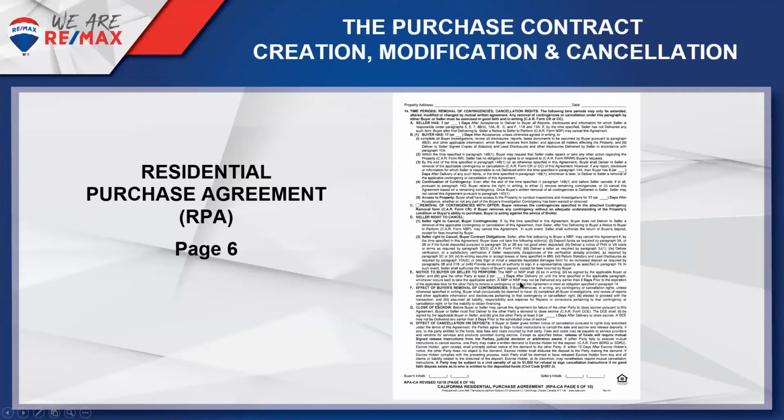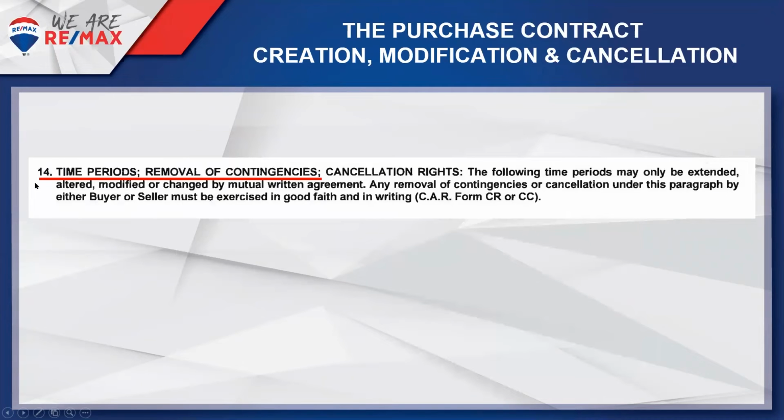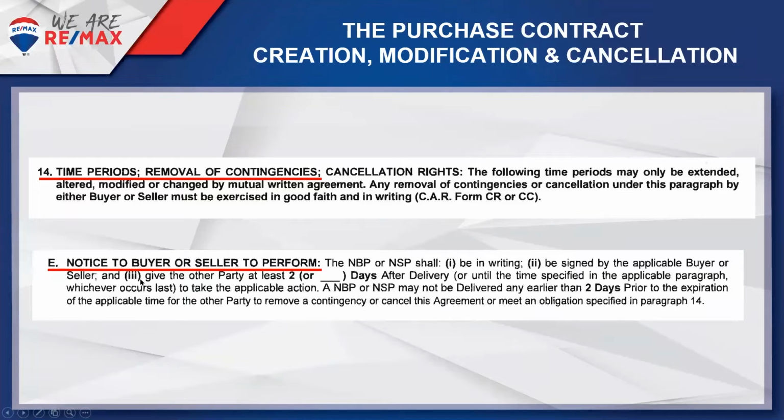I'm talking about page 6 of the RPA. You can't do it when the notice to perform is being done, but when you create a contract as a buyer's agent, page 6, paragraph 14, time periods for removal of contingencies. 14E, notices to buyer and seller to perform. The boilerplate says 2 days after delivery to take the applicable action. So if I get a notice to perform today, day 1 is Tuesday, day 2 is Wednesday. I have until 11:59 p.m. Wednesday to remove my contingencies because the boilerplate says 2 days.